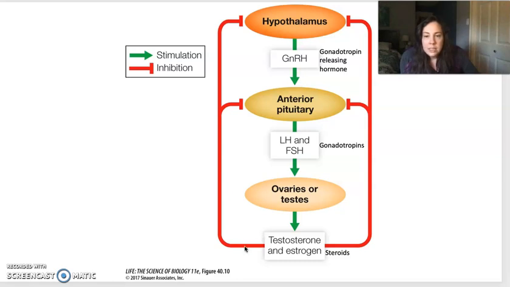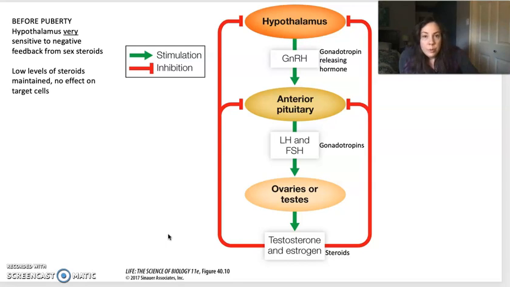So these red lines with blocks on the ends are indicating inhibition. So that means that in contrast to GnRH, the green arrow that was stimulating in action, testosterone and estrogen with these red arrows are inhibiting in action. And so when testosterone and estrogen levels get high, their concentration in the blood gets high enough that it can actually inhibit the pituitary and inhibit the hypothalamus from continuing to produce these molecules. So that means that testosterone and estrogen levels will be maintained at a fairly steady state, never getting too high, or they'll essentially turn themselves back down.